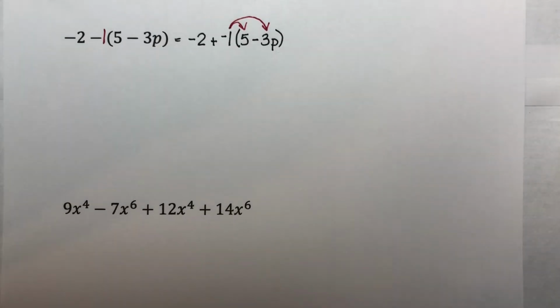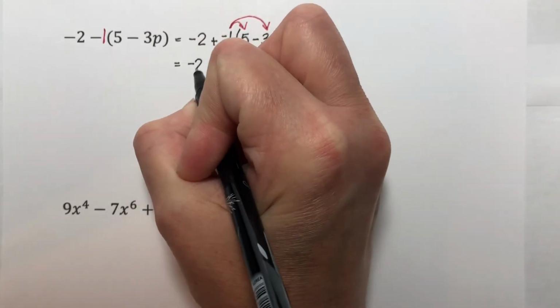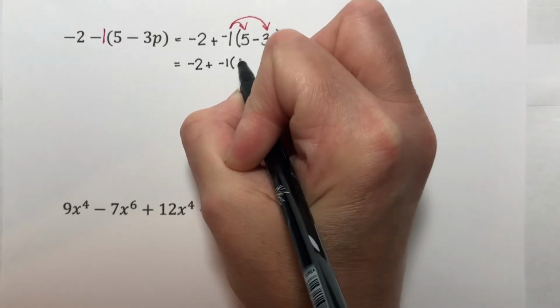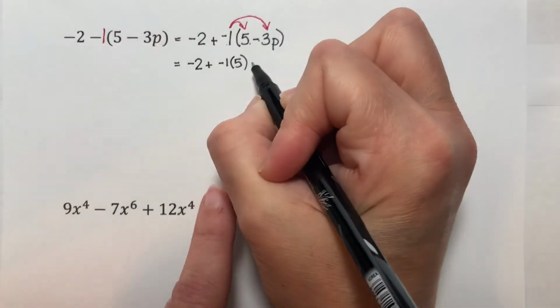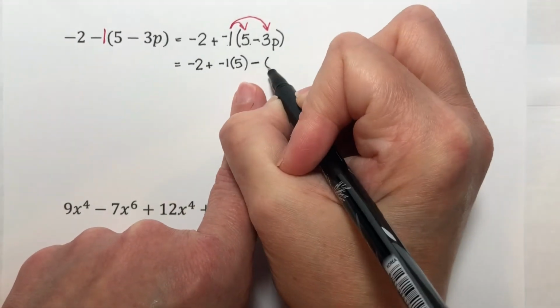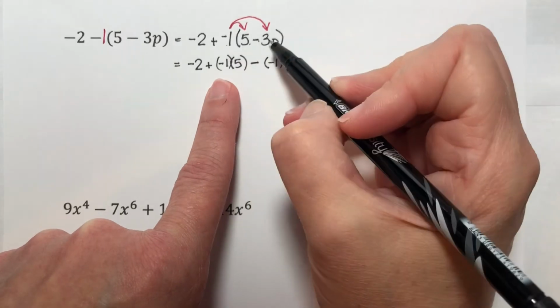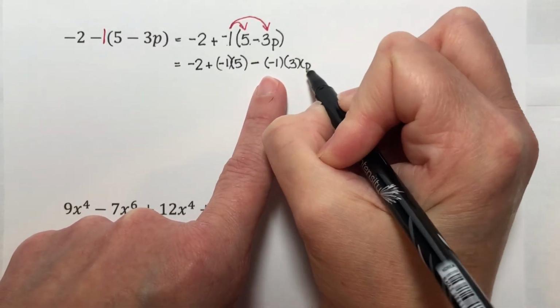Again, I'm going to write out every step. You will likely find that you're combining these steps as you get more practice with these. This is negative 2 plus negative 1 times 5, minus negative 1, let me put this negative 1 in parentheses here to make it a little bit clearer, negative 1 times 3 times p.